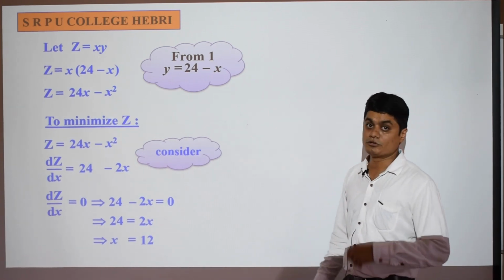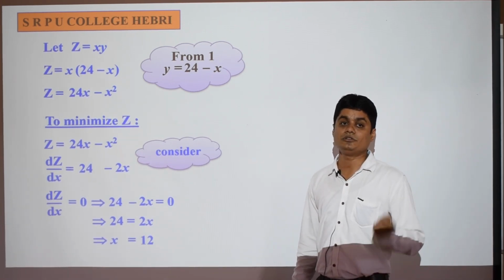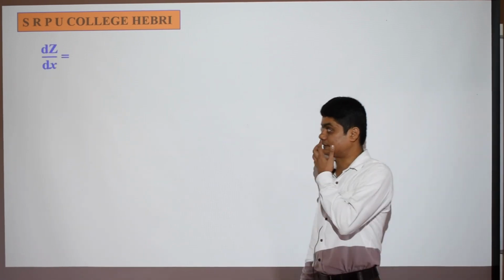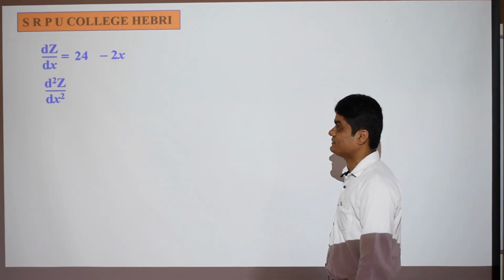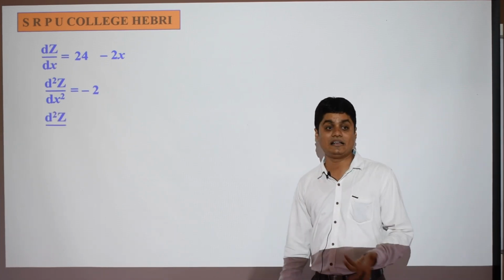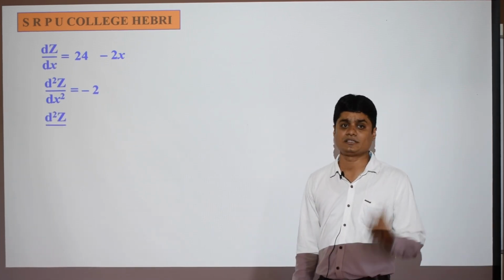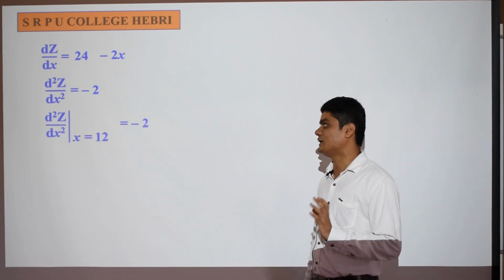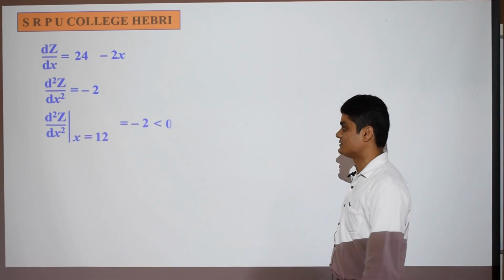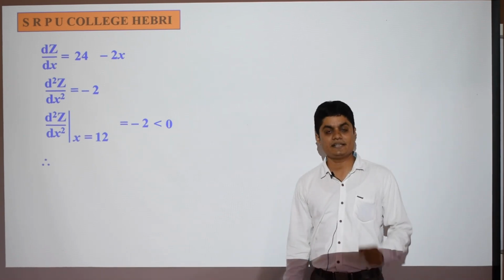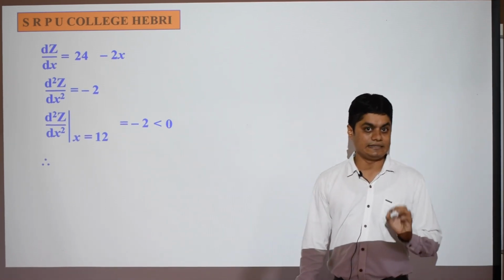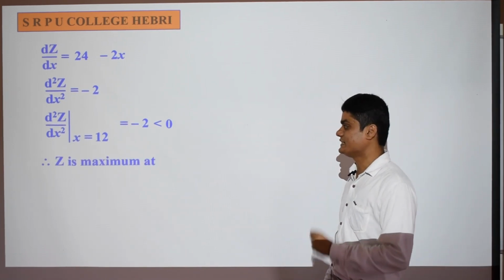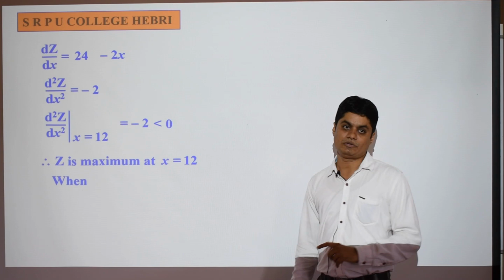How to check whether z is maximum at x equal to 12? You have to differentiate dz by dx again. So what is the differentiation of dz by dx? Yeah, it is minus 2 and it is always negative. Whatever the value of x, this expression will always be negative. So even at x equal to 12, this is only minus 2 and it is negative. So what is the conclusion? If the second order derivative is negative, then z will attain the maximum value at x equal to 12.